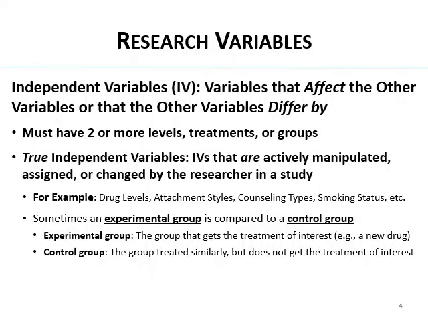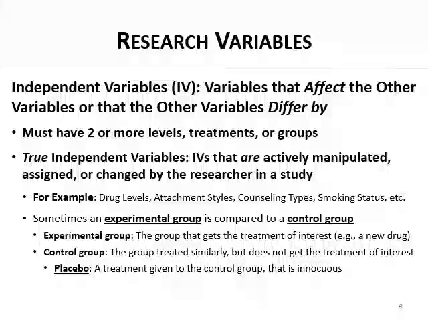Control gets the old treatment, experimental gets a new one. So back in the day, less frequently now, the control group would get something called a placebo. A placebo is something that is given to the control group. It's innocuous, but it might even look like the actual experimental treatment.